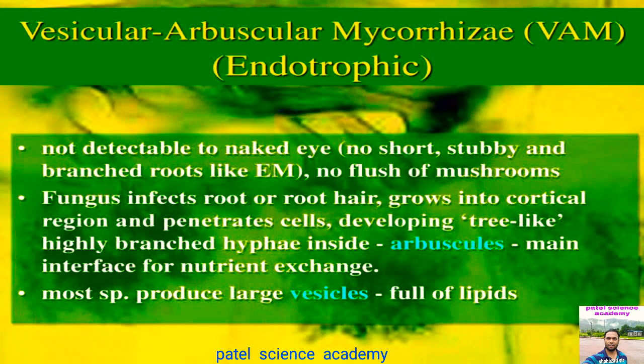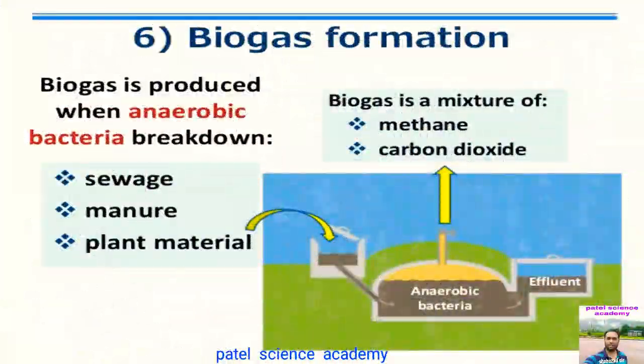That is called arbuscules, the main interface for the nutrient exchange, and most species produce large vesicles full of lipids. So that's why it is called VAM, vesiculo-arbuscular mycorrhizae. So this is about the role of the microbes as biofertilizers. Now we'll go for the role of the microbes in the biogas formation.